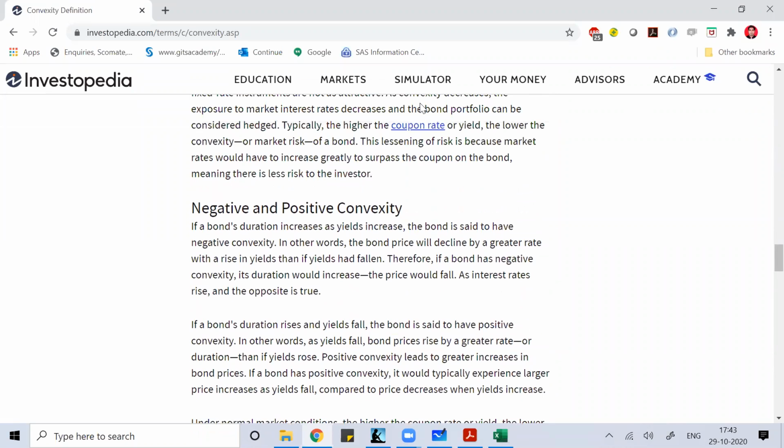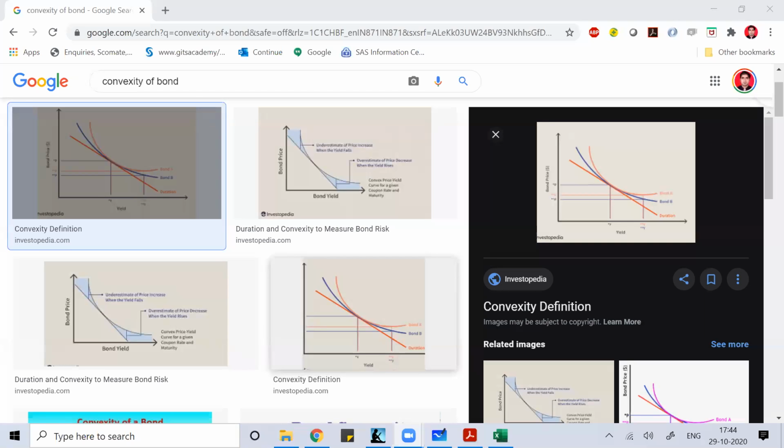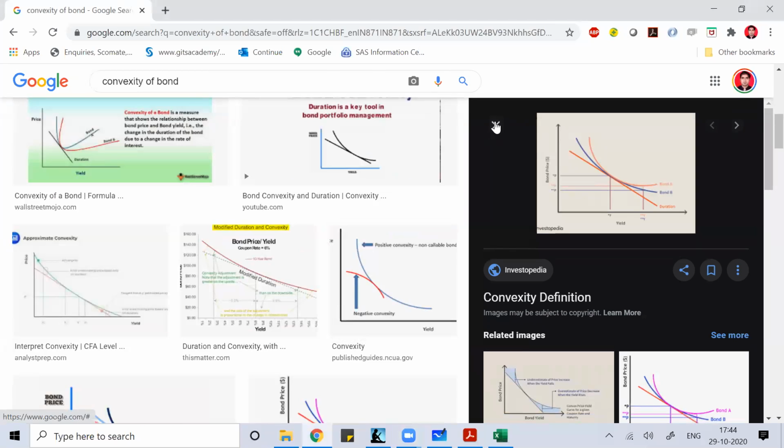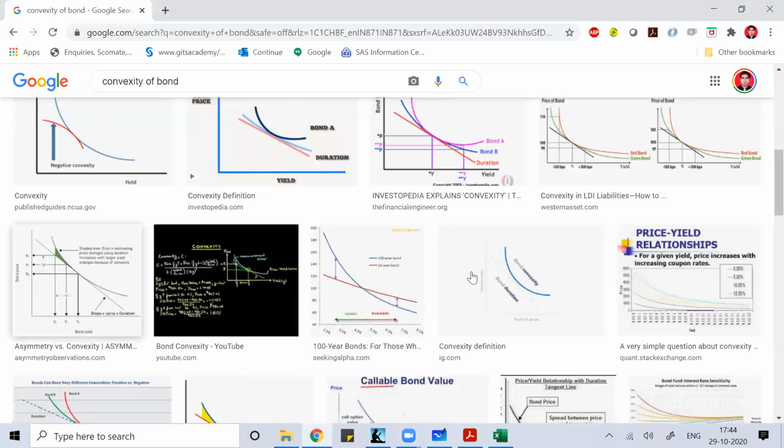You can spend some time. You all have internet. You can spend some time and read about convexity. You can see these graphs, the convexity graphs. You can see this convexity relation and the price yield relationship.